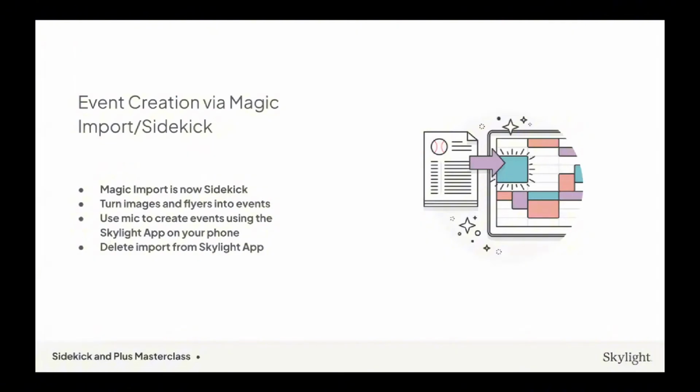The next feature we're going to go over is event creation via Magic Import, which is part of our Sidekick feature. Magic Import is how you can take a photo or PDF and turn it into an event on your calendar without having to manually input that information yourself. You can do this either through the app or by emailing the image to your ourskylight.com device name.